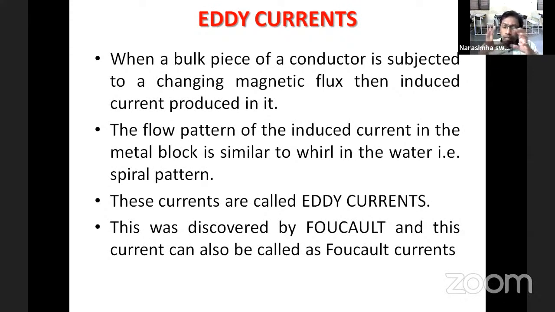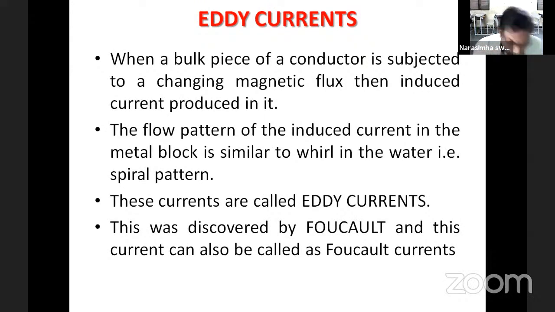But in blocks or metallic plates, how can we say in which direction the current is flowing? The flow pattern of the induced current in the metal block is, and this point is very important, similar to whirlpools in water. You have seen whirlpools in the water, right? Similarly, it is a spiral pattern. So that is the flow pattern of the induced current.